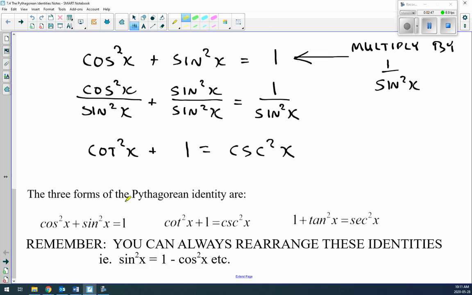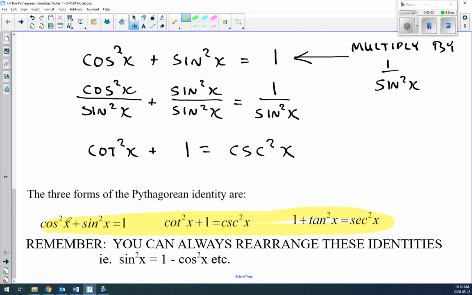So the three forms of the Pythagorean identities are, and this is on your formula sheet, there they are right there, right? Get used to seeing them. Now, the nice thing about these is they can be rearranged any way you want. So look at this first one here. We have cosine squared x plus sine squared x equals 1. You can rearrange it.